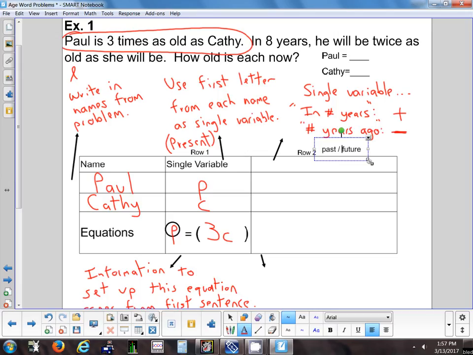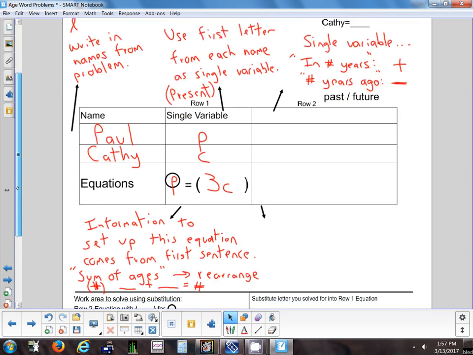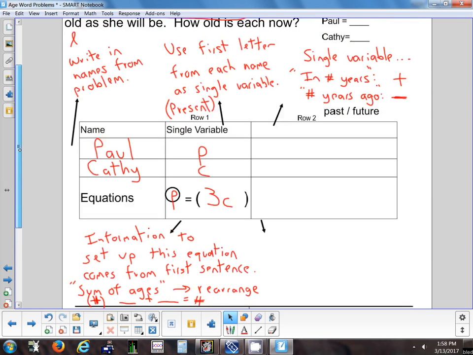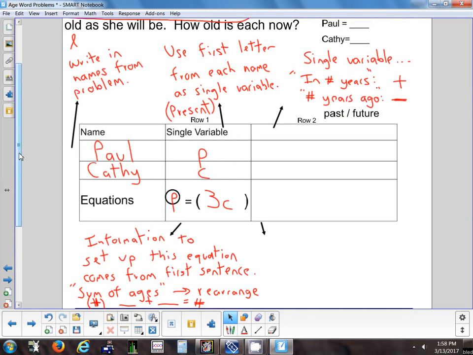All right? So, in this problem, now usually the information, I want to scroll down just a little bit, guys. So I'm not going to go there yet. Let's go back up.